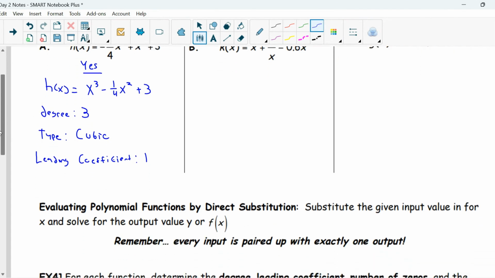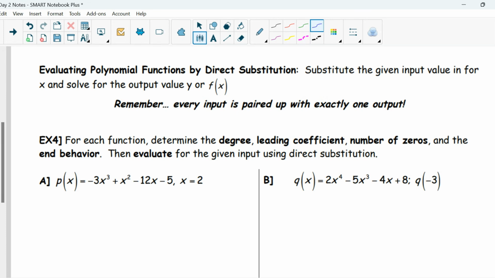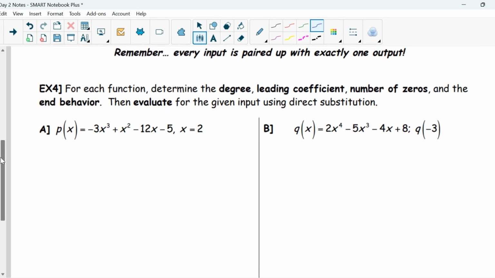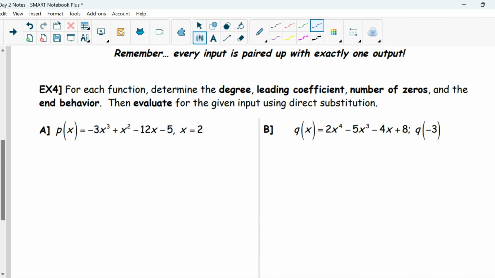All right, the next section here is evaluating polynomial functions by direct substitution. So you can substitute the given value in for x and solve for the output of y or f of x. Remember, every input is paired with exactly one output. So you will only get one answer for the output. Okay, so in example 4 here, for each function, determine its degree, leading coefficient, number of zeros, and end behavior. Then evaluate with the given input.